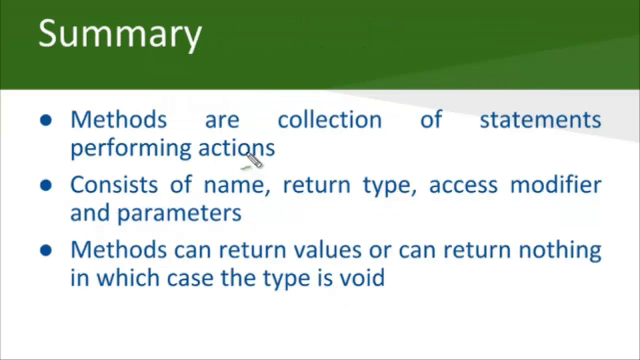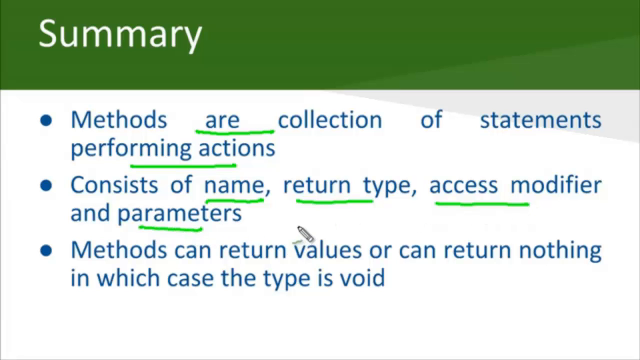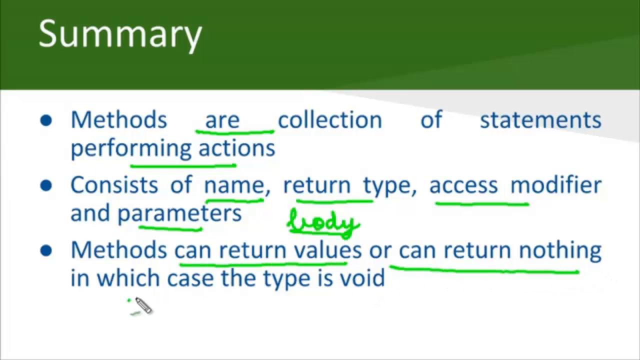Finally, quickly revising the points. Methods are collections of statements performing actions. And we saw they consist of a name, a return type, access modifier, parameters, and also body. And we saw that they can return values or can return nothing, in which case the type is void.